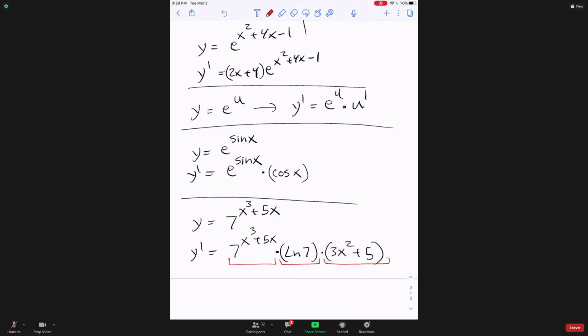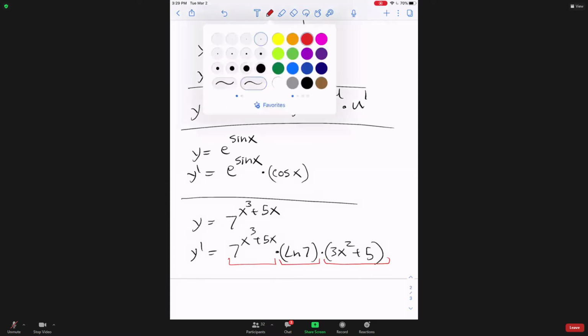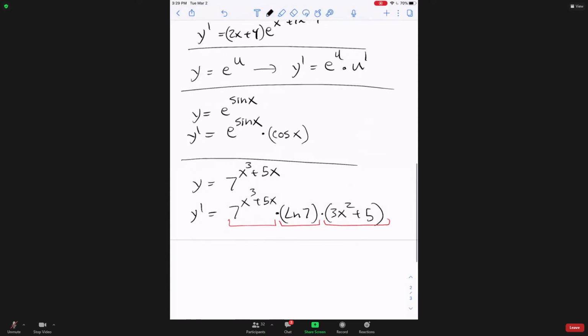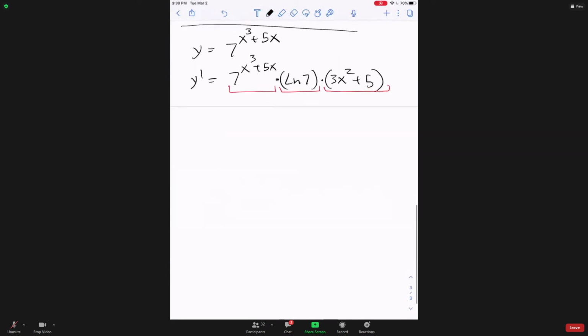All right, now that you know how to do all these, let's do one more here. This is number 36 from section 3.4. Y equals x squared times e to the negative 1 over x.